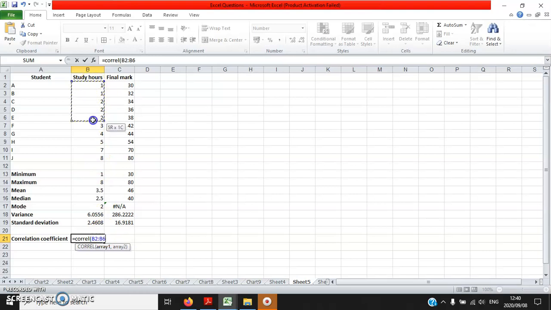The first data range, the x variable, so from B2 to B11, comma. Then the next data range, the y variables, from C2 to C11, close bracket. So let me leave it here for 10 seconds until everyone is ready. Then you can press enter.